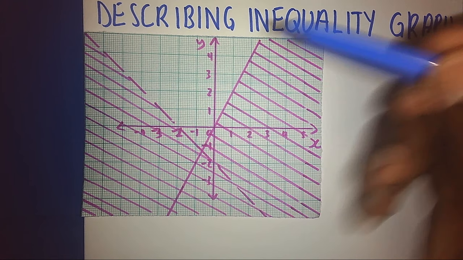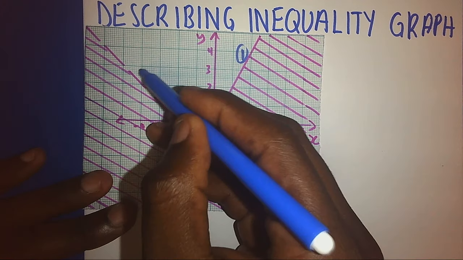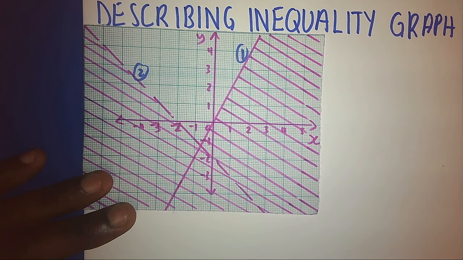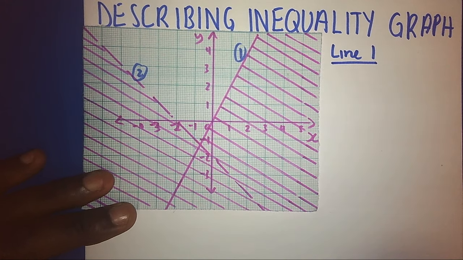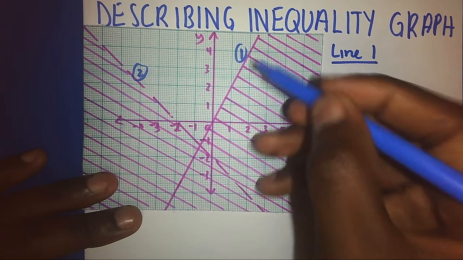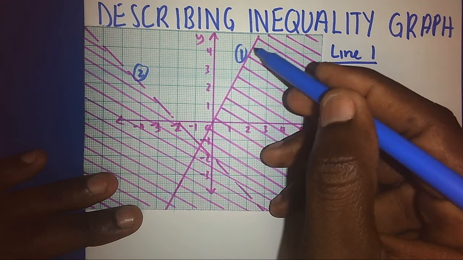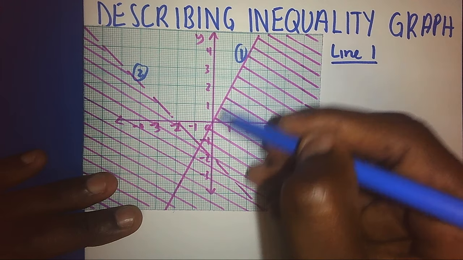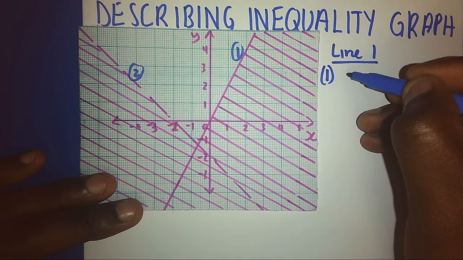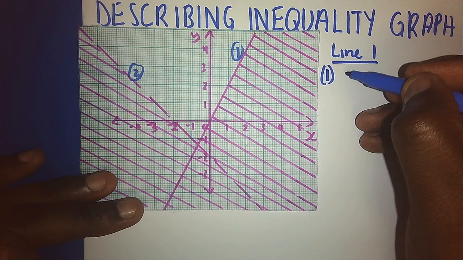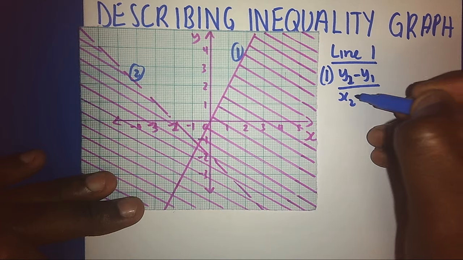Let's start with this line. Then after, we shall do this other line. Let's call it line one. First and foremost, we need to find the equation of this line. In order to find the equation of this line, we need to find the gradient. So, step one, finding the gradient. And we know the gradient is y2 minus y1 over x2 minus x1.